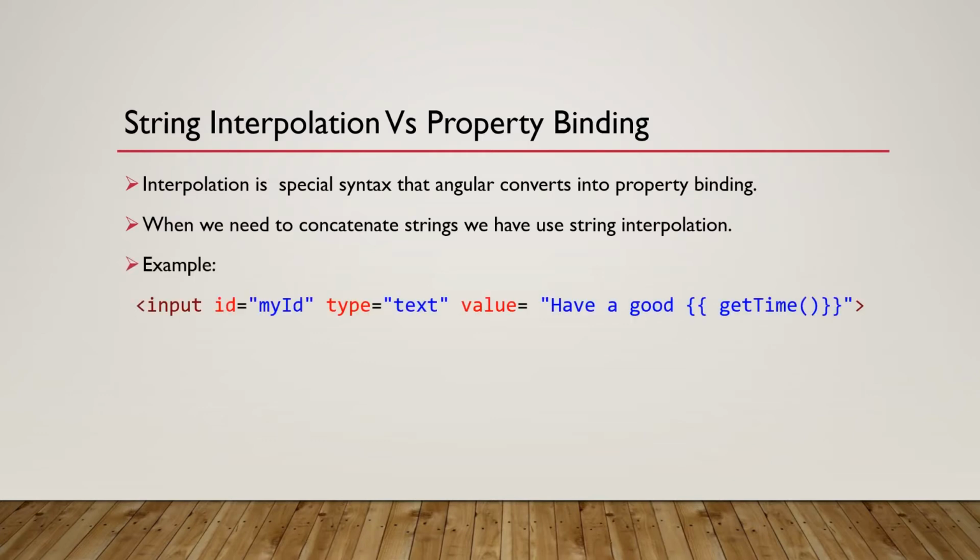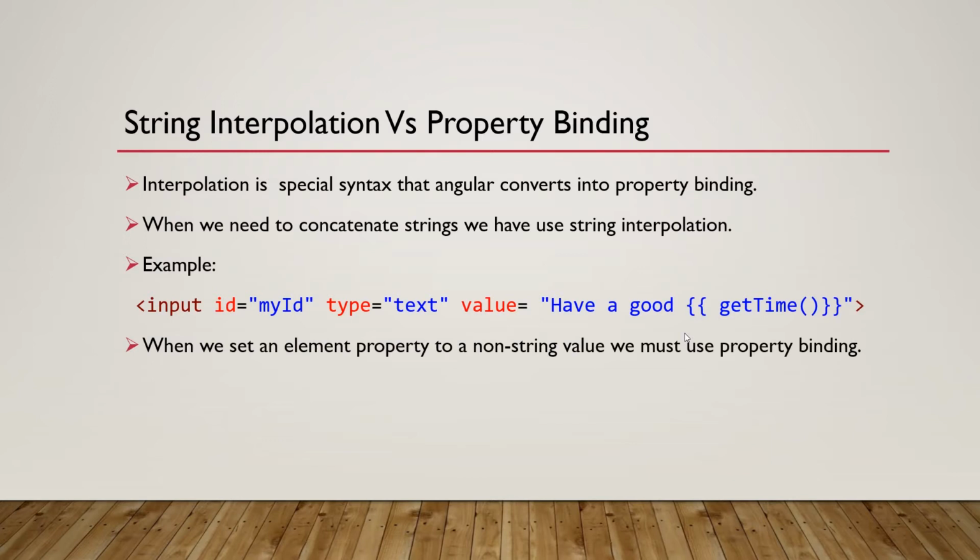In this example, we are concatenating two strings. One is the hard-coded string, "have a good", and the other we are getting from the getTime method. In this type of scenario, we need to use string interpolation.